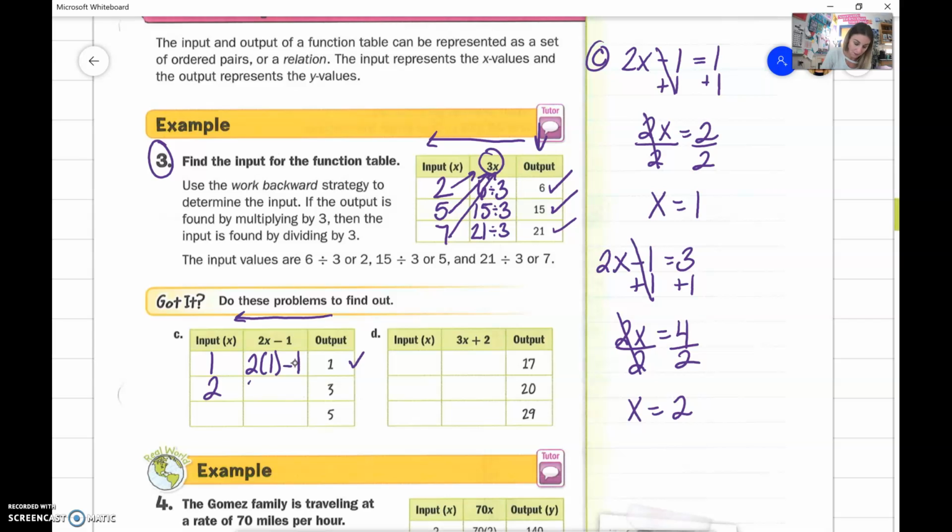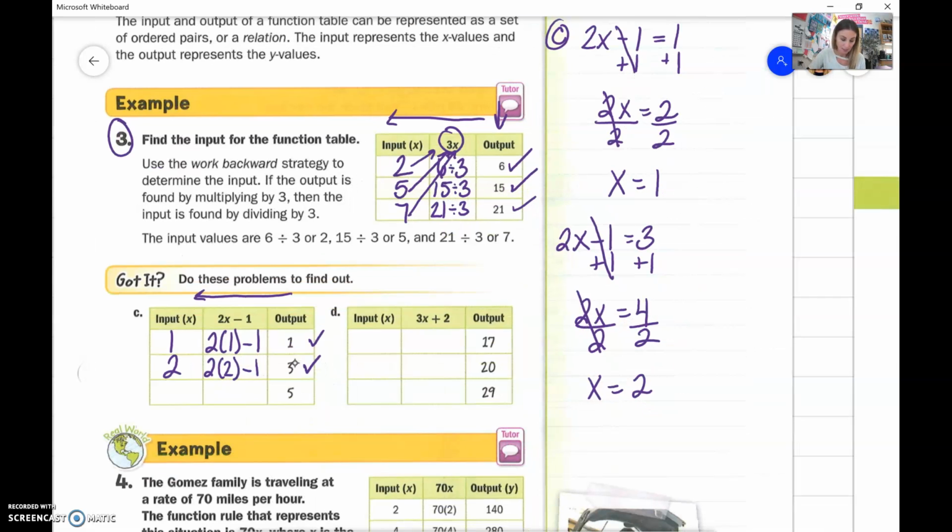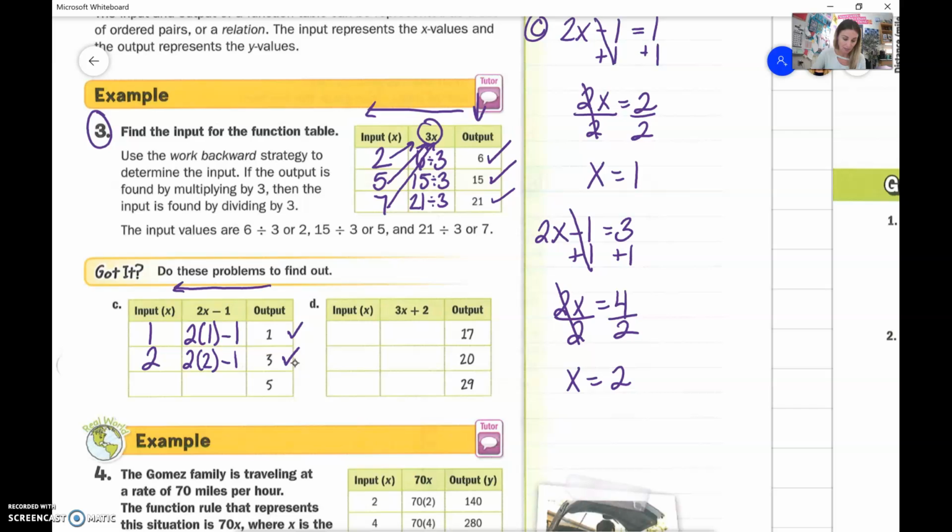Let's check it. Replace my x with 2, because that's what we said it was, minus 1. What's 2 times 2? 4. And 4 minus 1 is 3. Check. Okay, let's take a look at this last one right here.